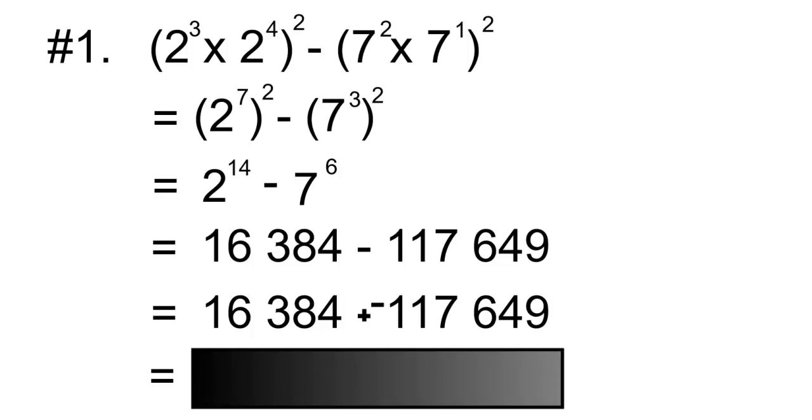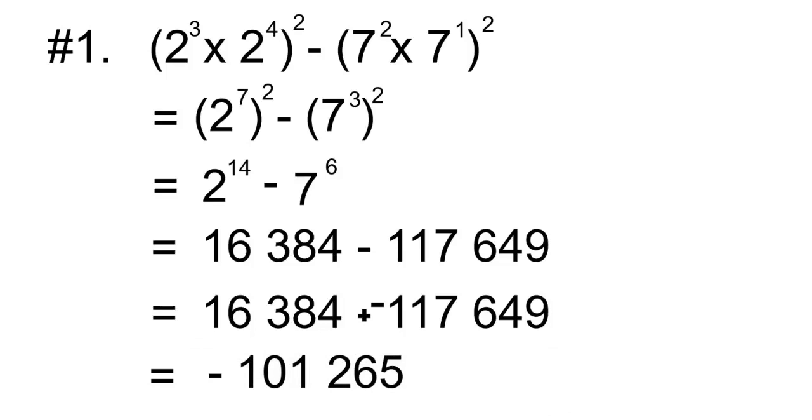117,649. Take the smaller number and subtract it from the larger number and keep the sign of the larger number. So this will give us a final answer of negative 101,265.